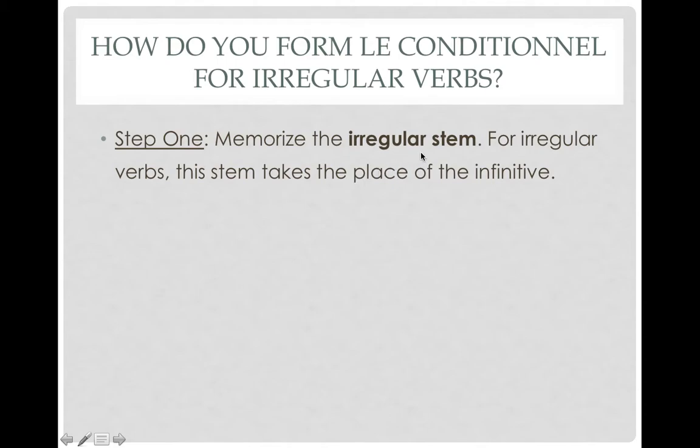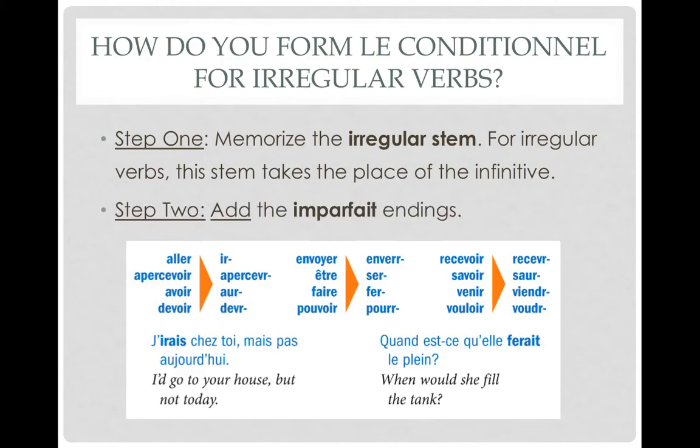Irregular verbs, also pretty straightforward, but a little bit more memorization, our favorite. You have to memorize irregular stems. For irregular verbs, this stem takes the place of the infinitive, but then you just add the imparfait endings at the end. So for example, for être, you would not say je être, you'd say je serai. So these stems here replace the infinitive when you are forming the conditional. An example here would be if you're saying I would go or I'd go, instead of saying j'allerai, you would use this irregular stem, which would be j'irai.